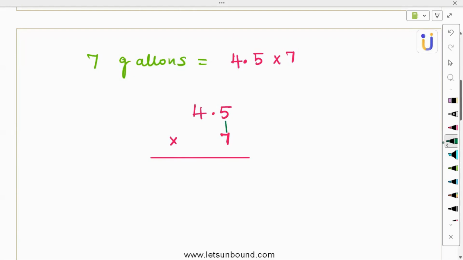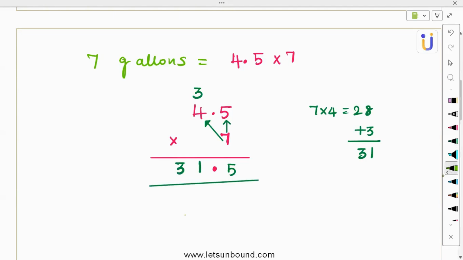Then as usual, 7 times 5, 35. We will place the 5 here and 3 should get carried forward. But this time the 3 is crossing a decimal. So first you copy the decimal, line it up, and then you put the 3. So don't forget, that's why. So 7 times 4 is 28. We have a 3 over there, so add the 3, which is 31. And place it correctly, 1 and 3. That's it. So 7 gallons is 31.5 liters.